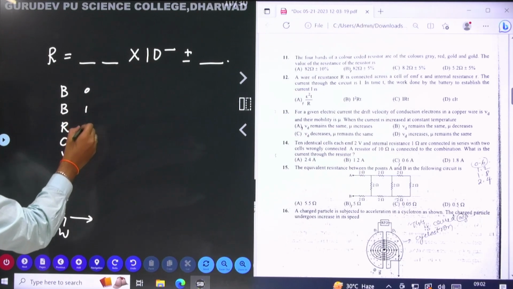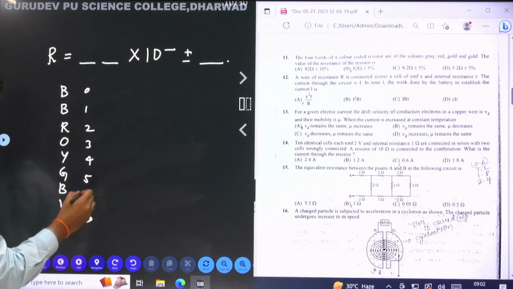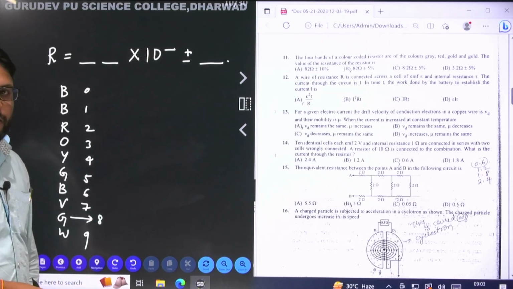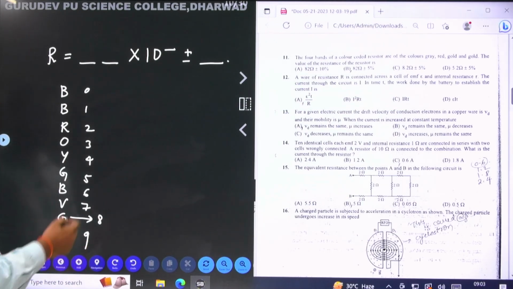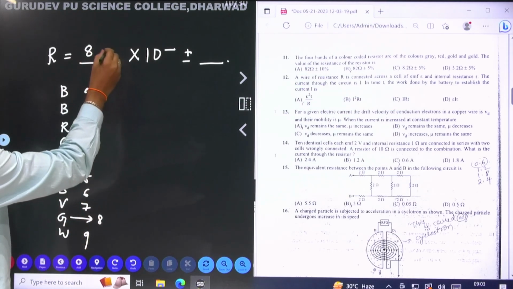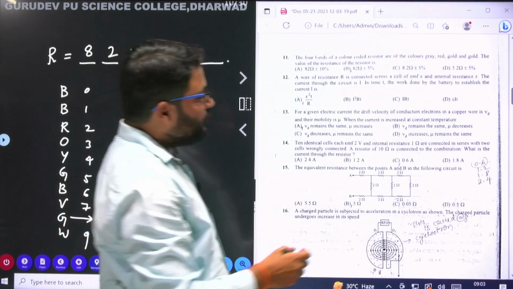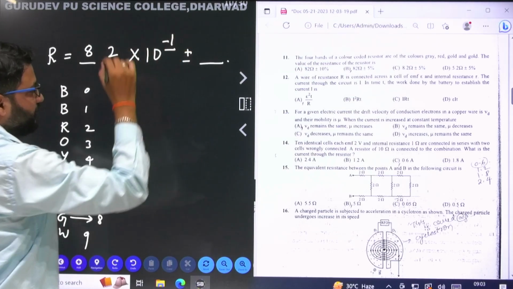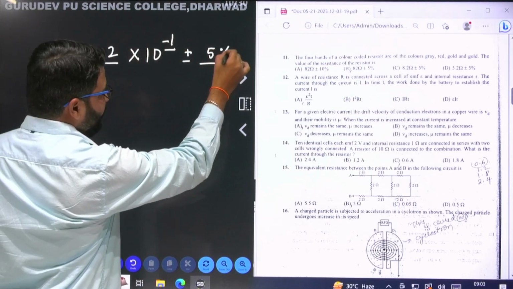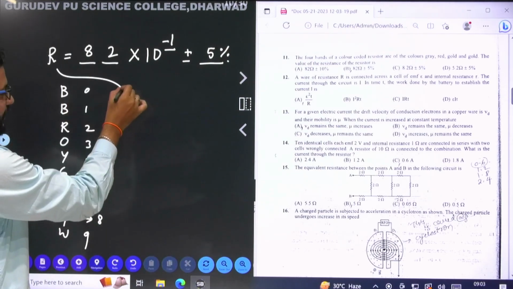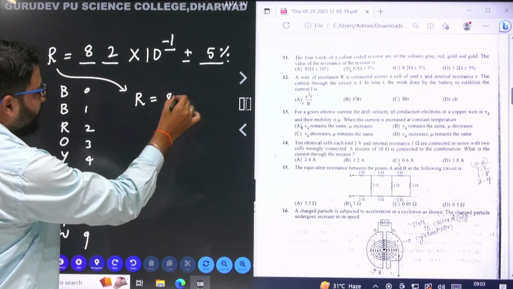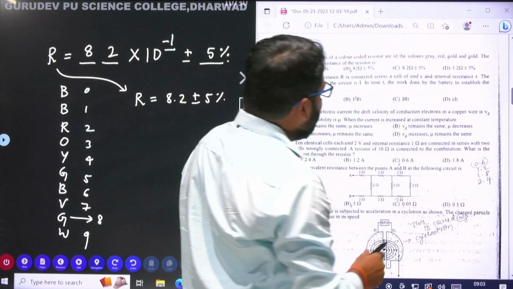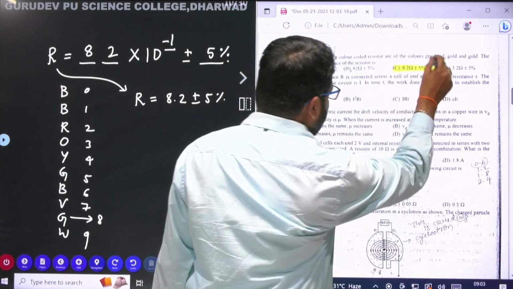So this is 0, 1, 2, 3, 4, 5, 6, 7, 8, 9. Then afterwards comes the gold and silver. So I'm not writing them. I'm just going to go with gray here, 8, and this is 2. And as you know, gold would be coming up with a value of minus 1. So this would be minus 1 here, and then it has a 5% tolerance. If you try to further simplify this value here, R would come out to be 8.2 plus or minus 5% tolerance. So the option that I'm going to clearly get here is the C option.